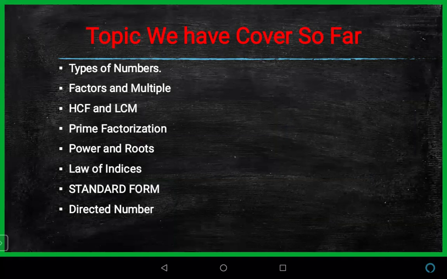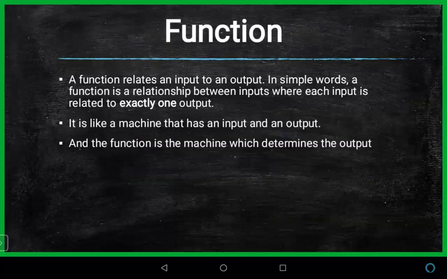And now moving towards the function. What is a function? A function relates an input to an output. In simple words, a function is a relation between an input where each input is related to exactly one output. So as you read this definition, you can identify what a function is. There is an input and we get an output. When we input a value, we will get the output of that value. And we can say it's like a machine. When we input, it will give an output.